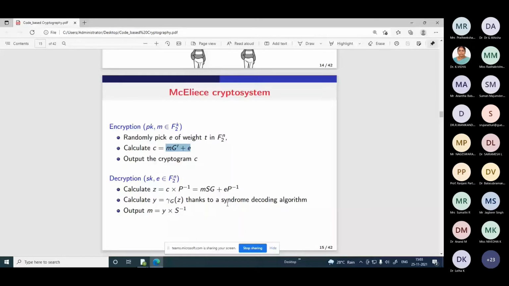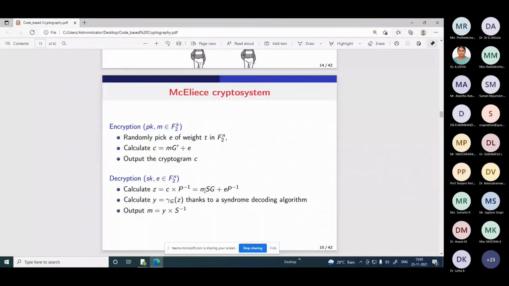With that decoding function, you can decode, and what will you get back? This is your decoding function corresponding to G. You are applying the decoding function to this vector, that is M times SG plus EP P inverse. When you apply the decoding function, you will get MS, which is treated as some message. This decoding function will remove the error vector and give MS.